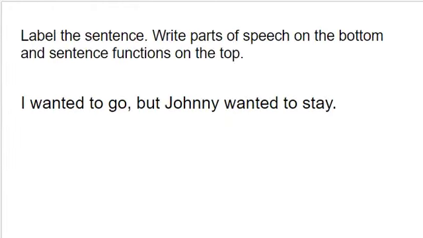Okay, so let's take a look at this sentence here. In this case, we've got, I wanted to go, but Johnny wanted to stay. If we start by finding the verbs, what we might notice is that we've actually got more than one of them. Try changing the tense of the sentence. I want to go, but Johnny wants to stay. I will want to go, but Johnny will want to stay.